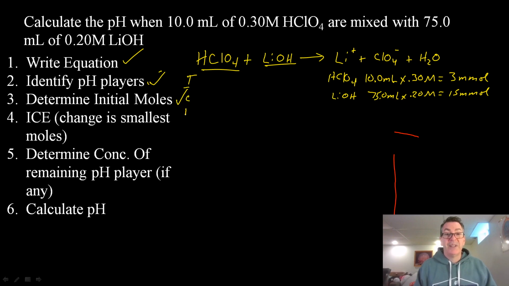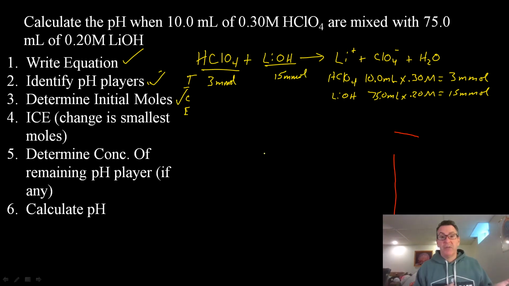Now, this is what I like to call a different kind of ICE calculation, because instead of using concentration, which you can use, I like to use moles for this particular part. The issue with using concentration, it works, you've got to use the concentration after everything gets mixed. So, for example, we would need to convert these millimole amounts back into the combined volume concentration of the 10 and 75 milliliters. Now, we're going to do that a little bit later on, but it's not absolutely necessary to do it in this particular step. So we'll put our 3 millimoles of the HClO4 here, the 15 millimoles of the lithium hydroxide here.